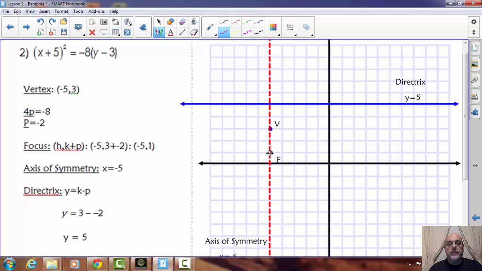Now if we count from focus to directrix, it's 1, 2, 3, 4 boxes. Okay. Let me try this pen again. All right, so I count the 4 boxes there to the directrix. Now we'll count 4 boxes to the right. 1, 2, 3, 4 boxes. Good mark. And I'm going to count 4 boxes left. 1, 2, 3, 4 boxes this way. Good mark.